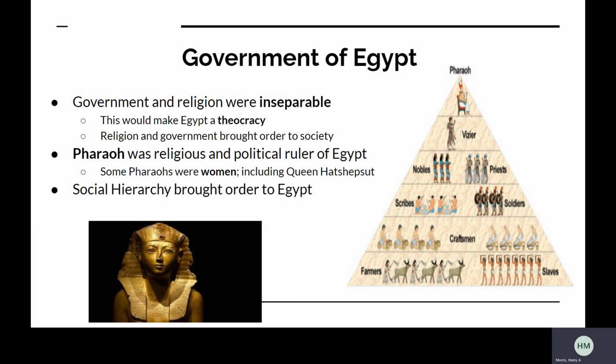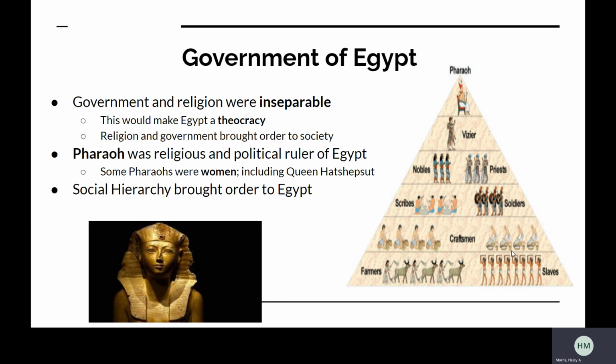A social hierarchy brings order to Egypt as well. You see over here how the hierarchy is brought down. So obviously you have the pharaoh at the top, and you work your way down to the farmers and slaves at the bottom. But remember, it's like a pyramid. So you have one person at the top, one ruler, and then at the bottom is where you have the largest portion of your population, but that is also the bottom tier of the social hierarchy.